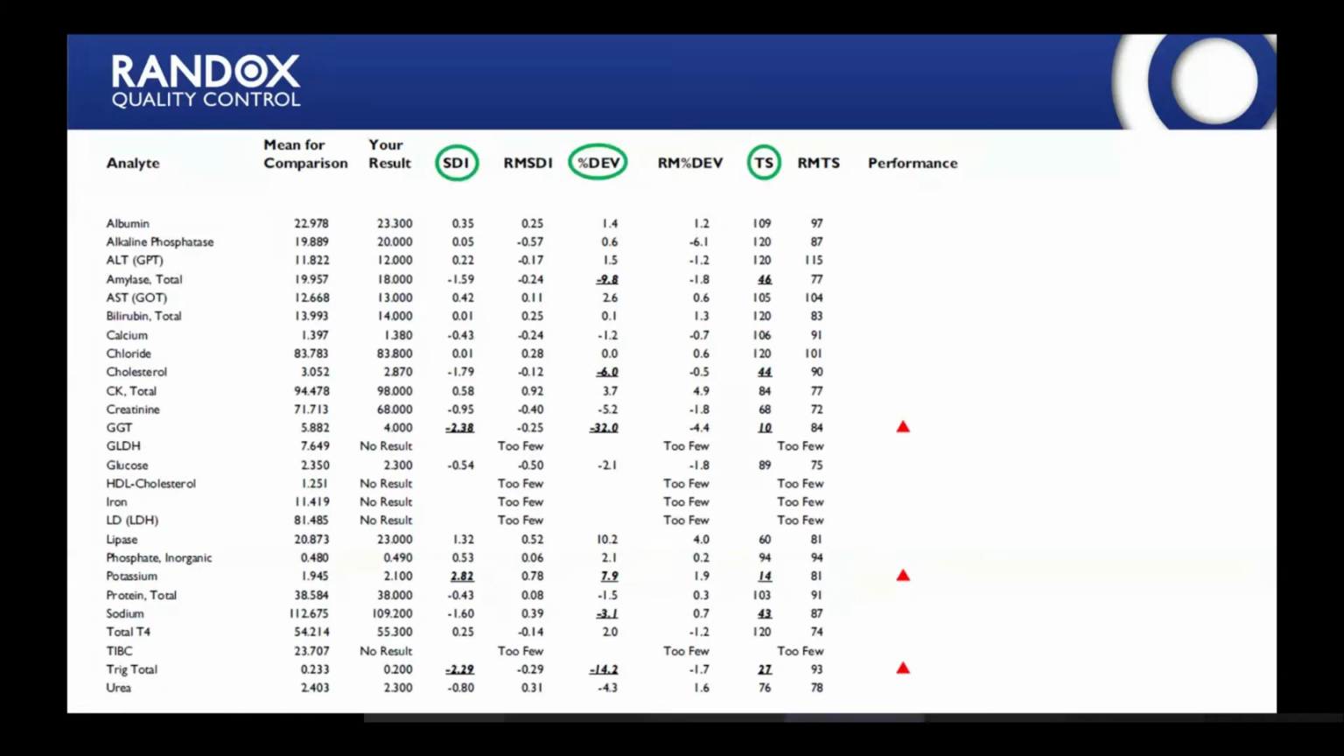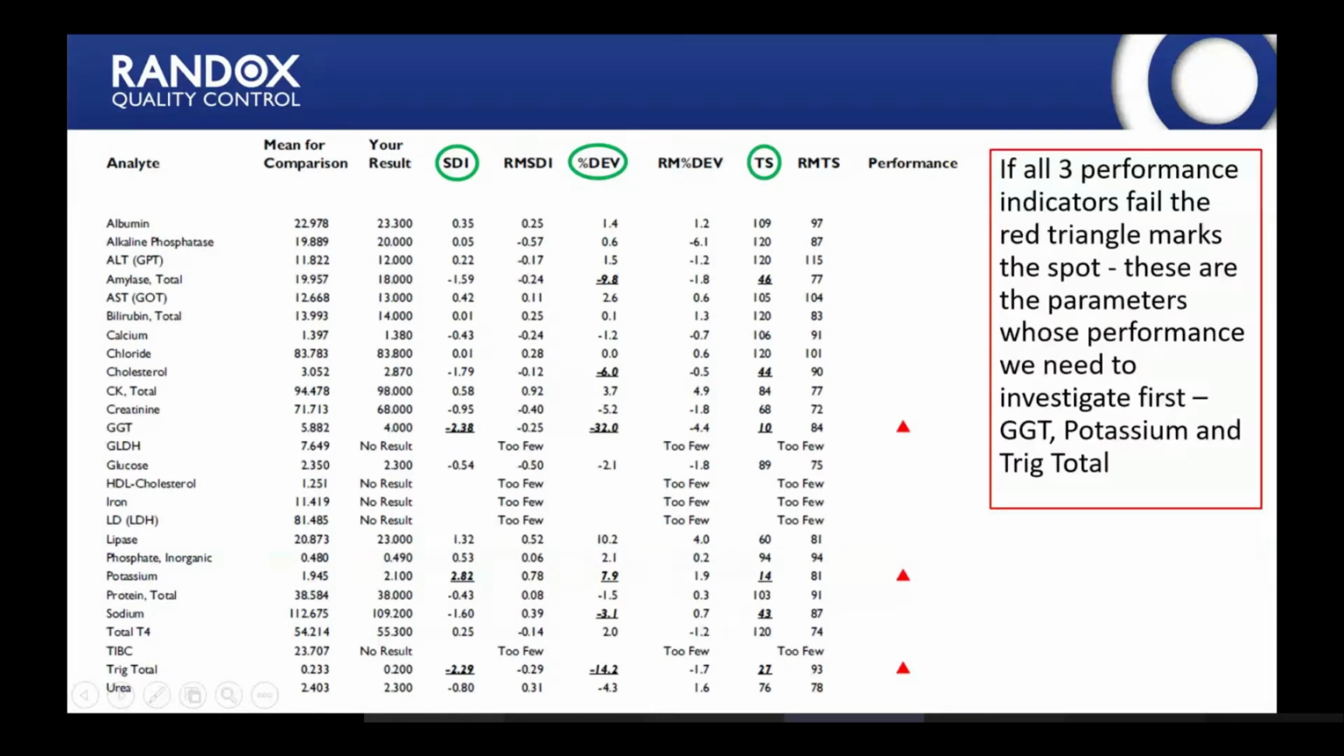So we've got our three performance indicators, and as we said, anything where you fail on it is bold and underlined, and we want to find our red triangles. If all three performance indicators fail, we have our red triangle, and those are the ones we want to investigate. In this instance, we want to look at GGT, potassium, and Triglycerides total. These are the three parameters that we need to investigate for this particular sample.